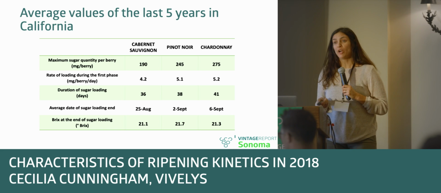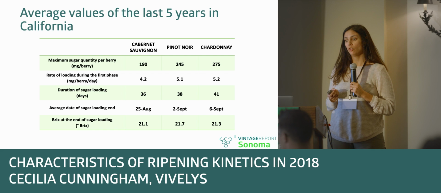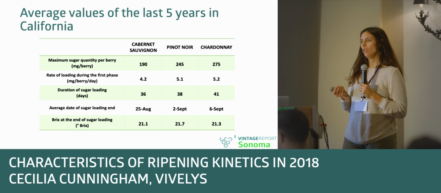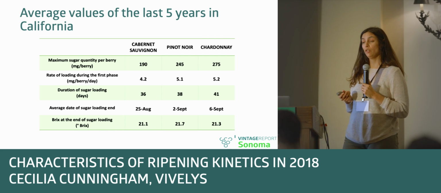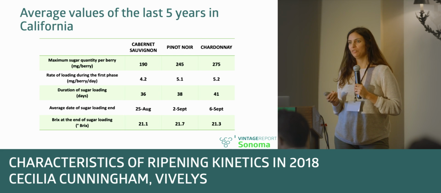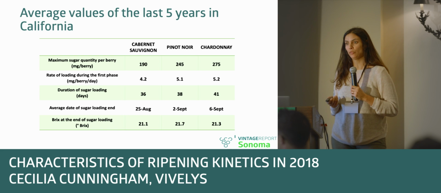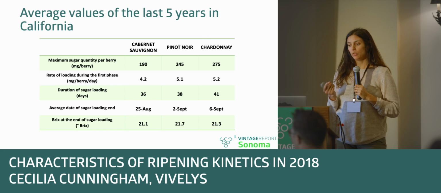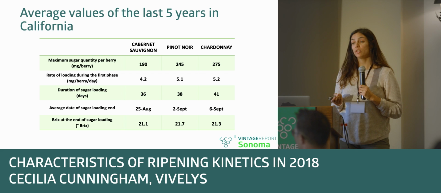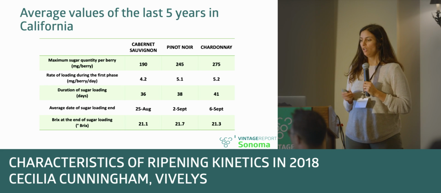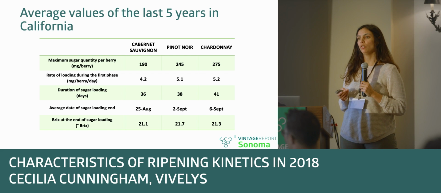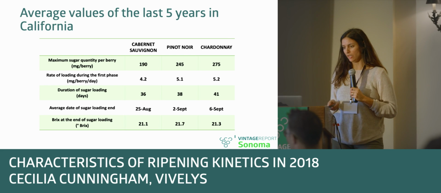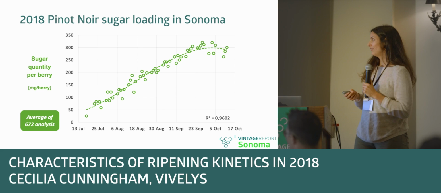So just some references, so you have some numbers. For the last 5 years in California, we have these numbers that are representative for each variety. Cabernet Sauvignon, as you can see, reaches on average 190 milligrams of sugar per berry, and it's not as good a loader as Pinot and Chardonnay. The speed is a parameter that changes a lot from year to year, so it's good to have a reference, but mainly what we look at is the duration and the date. For Cabernet Sauvignon, the average in California is around the 25th of August, and for Pinot and Chardonnay, the beginning of September. And the Brix are always between 21 and 22, so we consider them good Brix at the end.